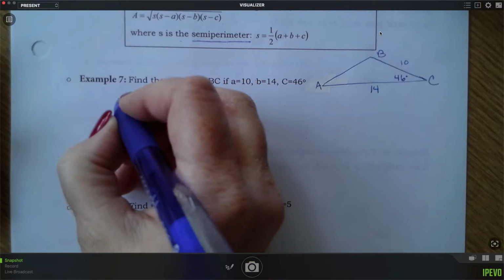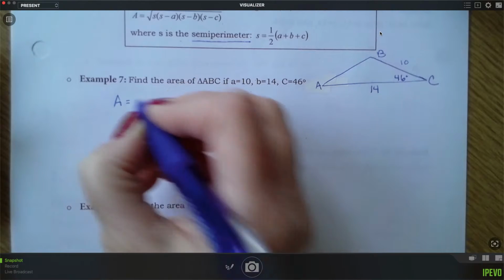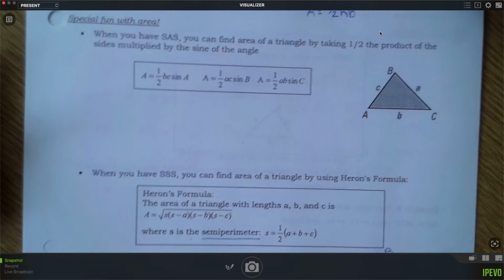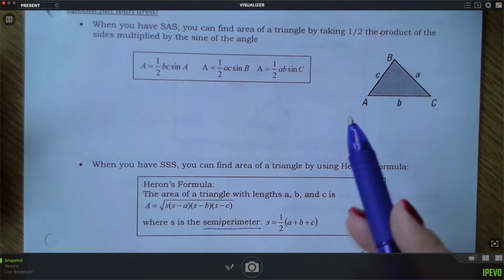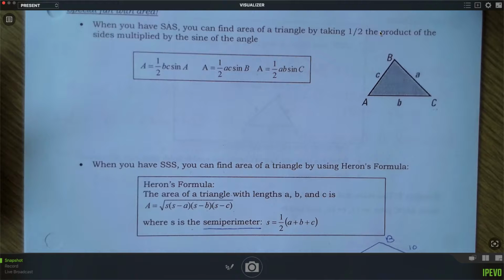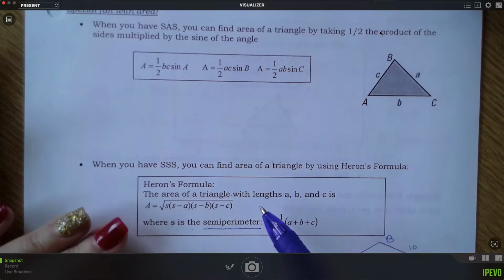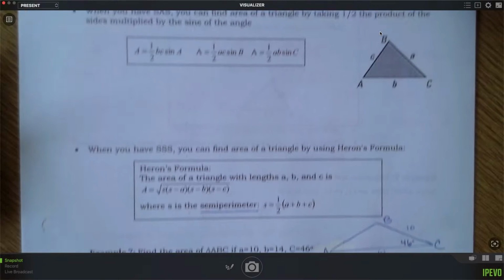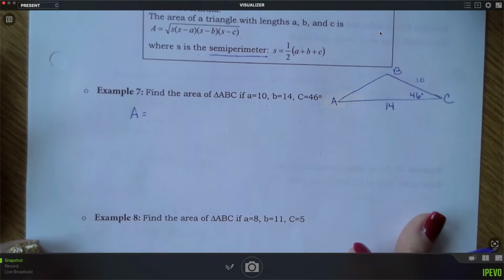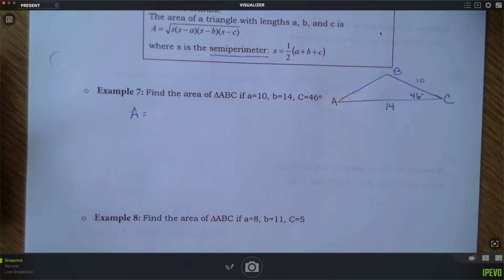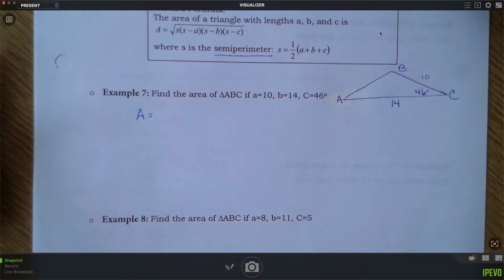Okay, so the area, which formula do we have enough information for? The first one. It's easier. So it's 1/2 the two sides times the sine of the included angle. I don't care about my letters.